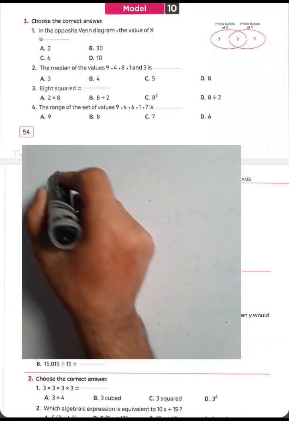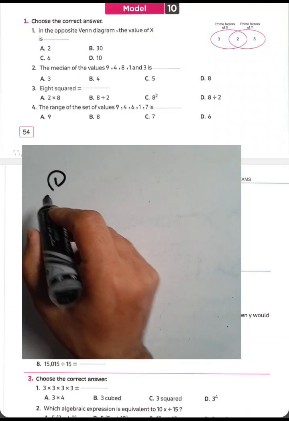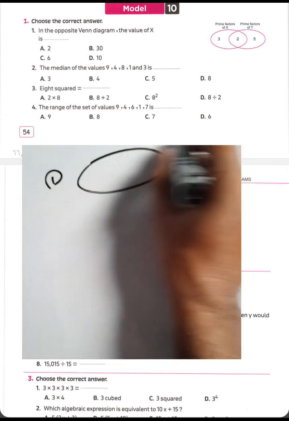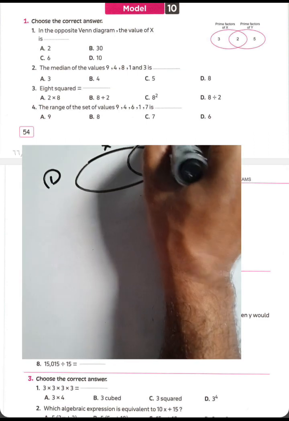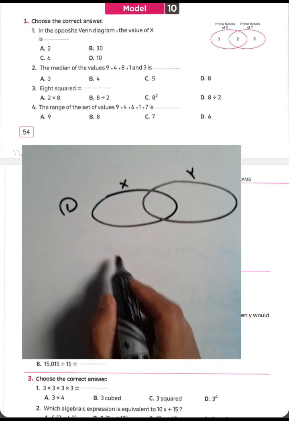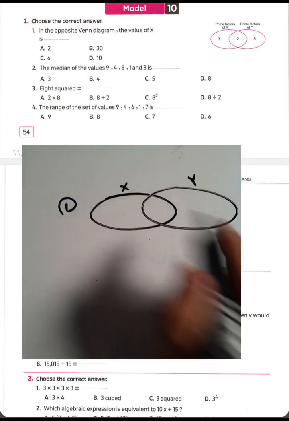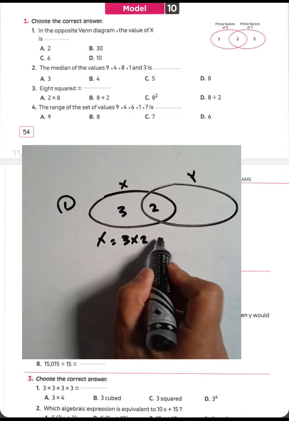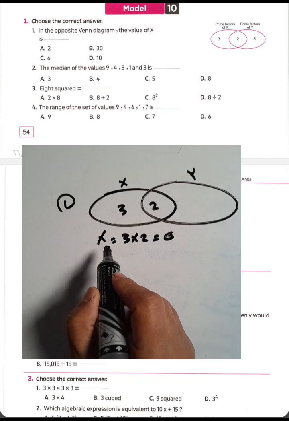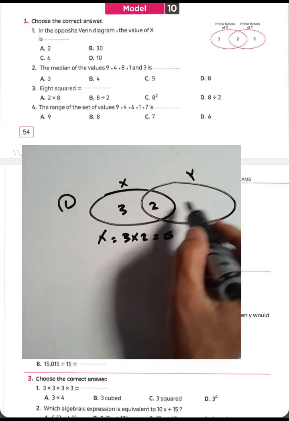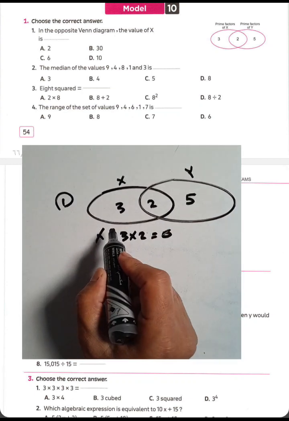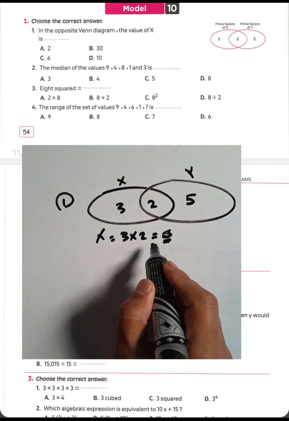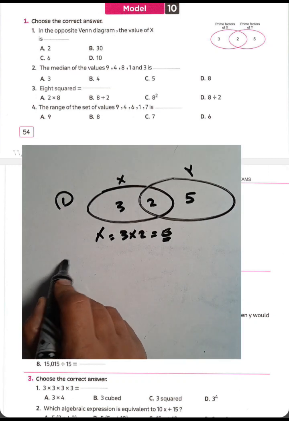Question number 1. In the opposite Venn diagram, the value of x is blank. X is the first number and y is the second number. We can find the value of x by the product of all prime factors. Then x will be 3 multiplied by 2 equals 6, and y will be equal to 2 multiplied by 5 equals 10. So in the opposite Venn diagram, the value of x is 6. Choose letter C.